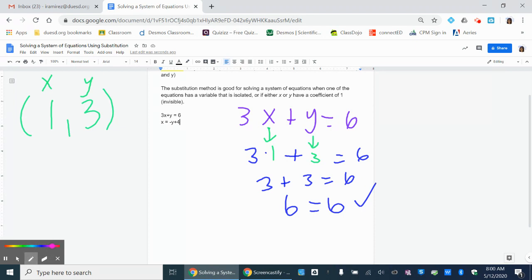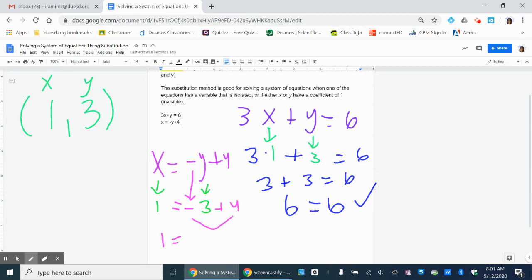Now, the second equation, I'm going to use like a purplish color, is x equals negative y plus 4. And again, I am going to replace x with 1 and y with 3. So x equals, and there was that negative in front of the y, so make sure you keep it there. So now it's negative 3 plus 4. And then negative 3 plus 4 is actually equal to 1. So when x is 1 and y is 3, it balances out both equations. The first equation balances out to 6 equals 6, and then the second equation balances out to 1 equals 1.